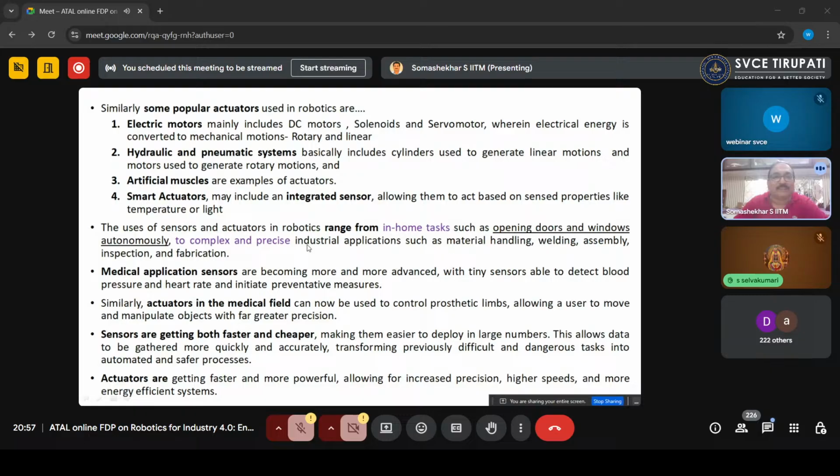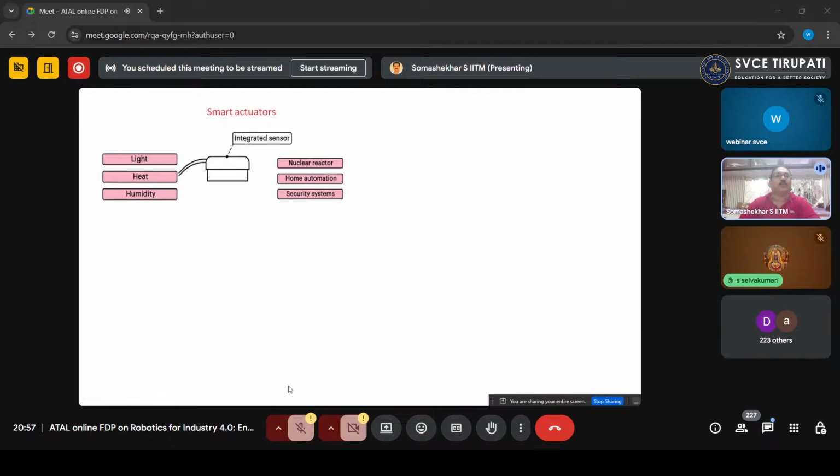The use of sensors and actuators in robots ranges from home tasks such as opening and closing the door to complex and precise motion like material handling, welding, assembly, inspection, fabrication. Medical application projects are still complicated where they are working with human operators. Similarly, actuators in the medical field can also vary, from prosthetic limbs to higher levels. Sensors are getting both faster and cheaper. Integration is very useful, and actuators are getting faster and more powerful. Dynamic response, precision, higher speed, and accuracy are more. This is what I'm showing you, the smart actuator.